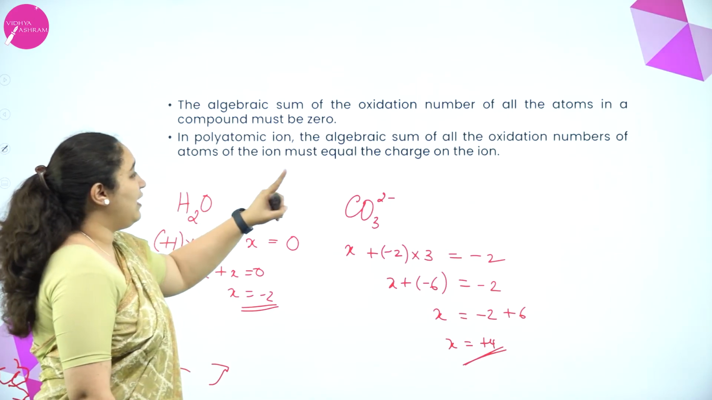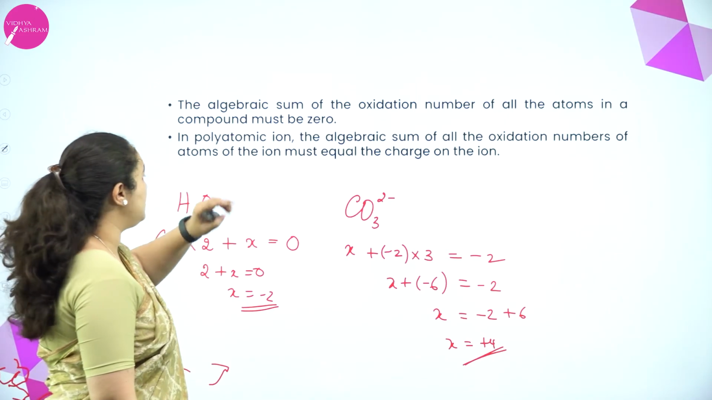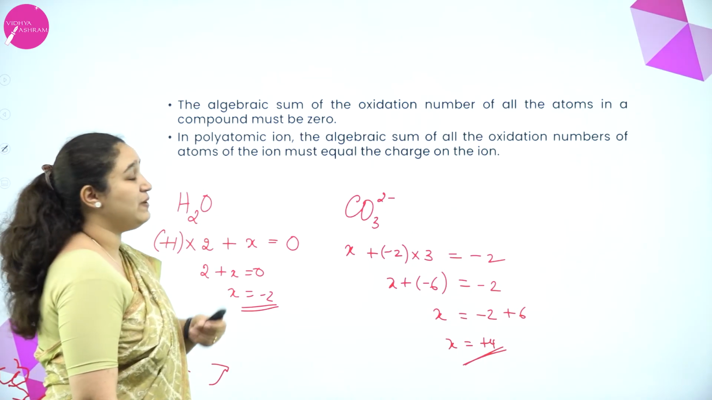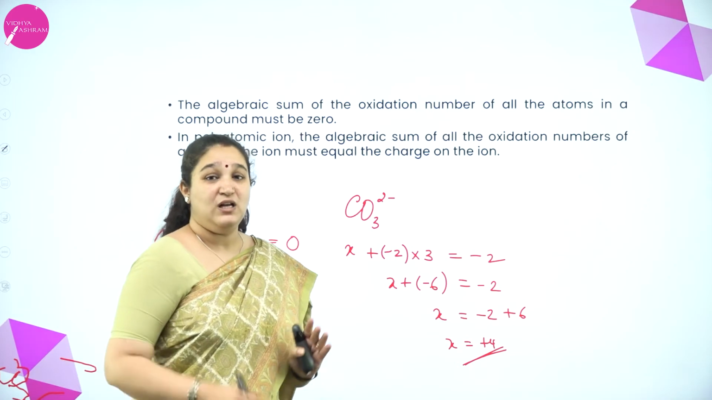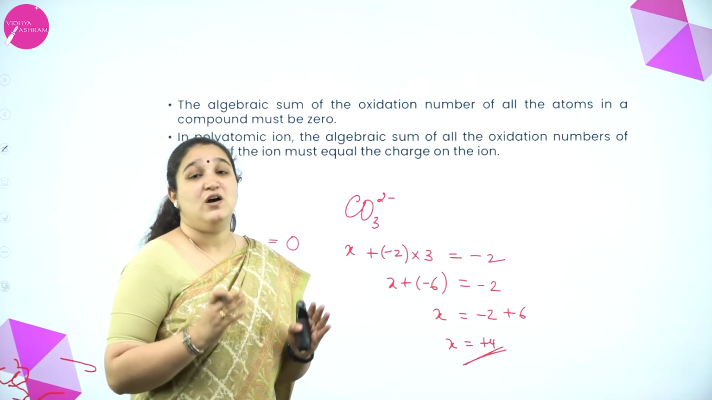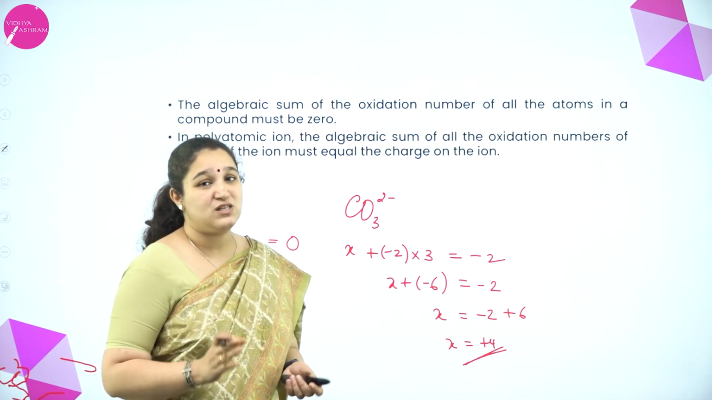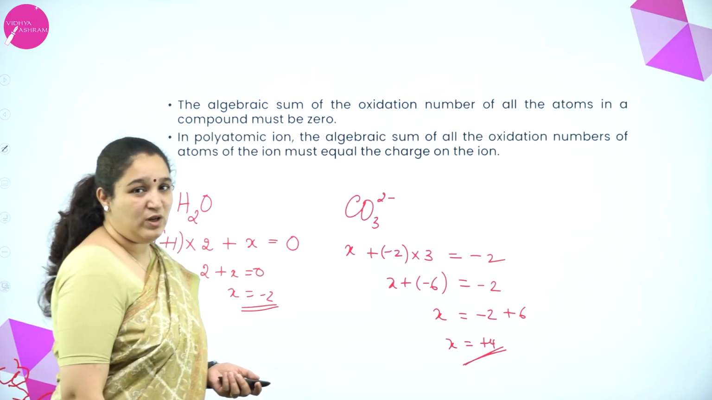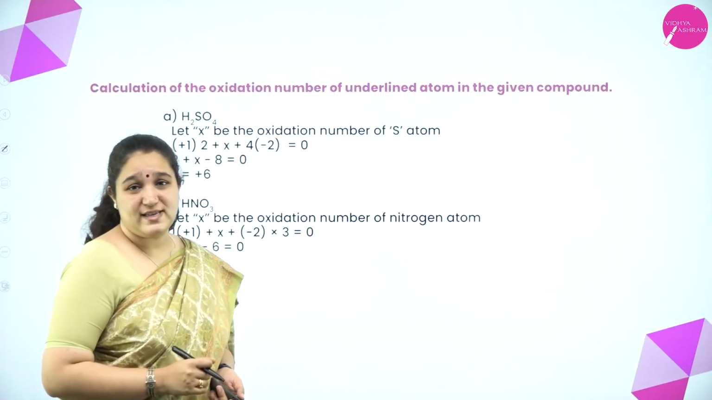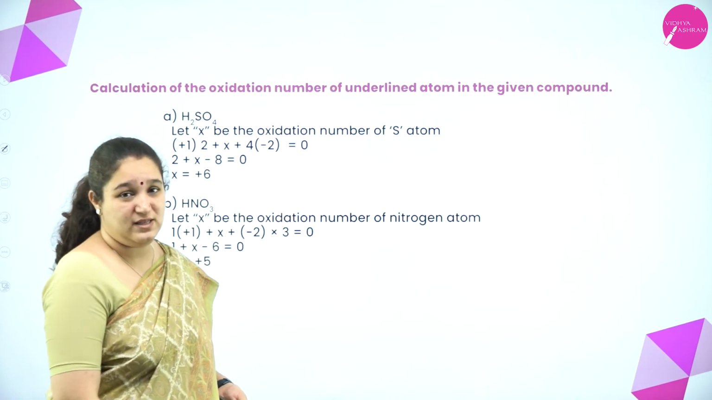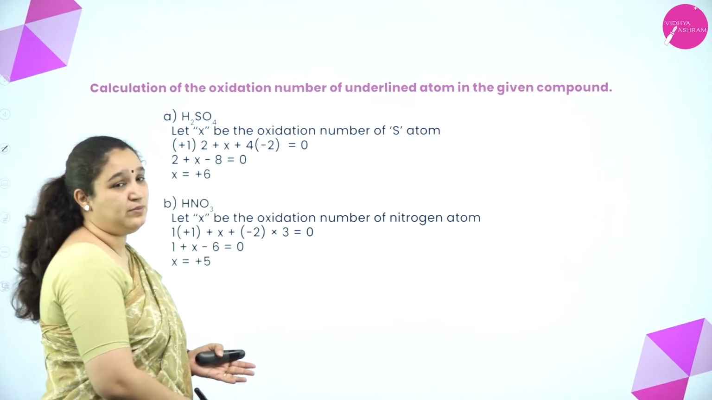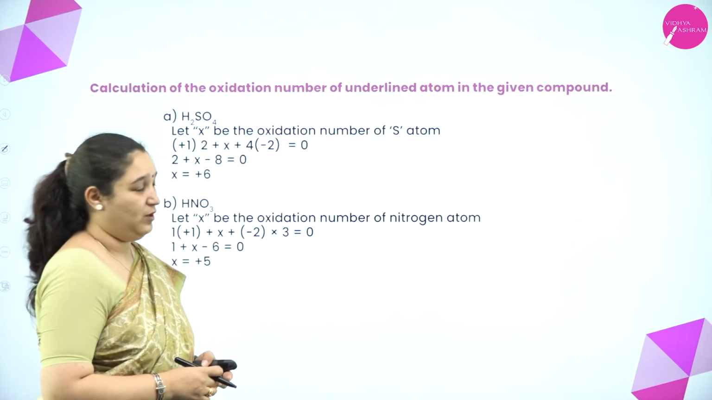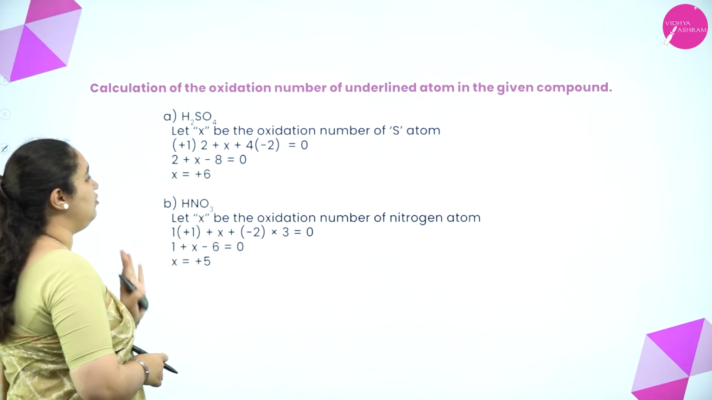In polyatomic ions, the algebraic sum of all the oxidation numbers of all the atoms of the ion must be equal to the charge of the ion. Okay. Now, remembering all of these rules, we'll learn to calculate the oxidation number of some of the molecules or ions. For your exam, they can ask a question like this: calculate the oxidation number of the underlined atom in the given compound. Okay. So, you have H2SO4.